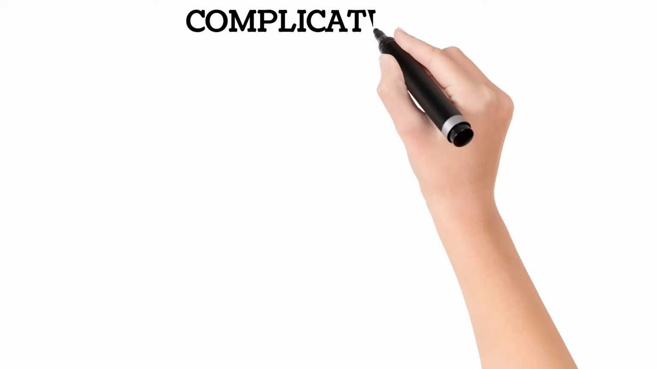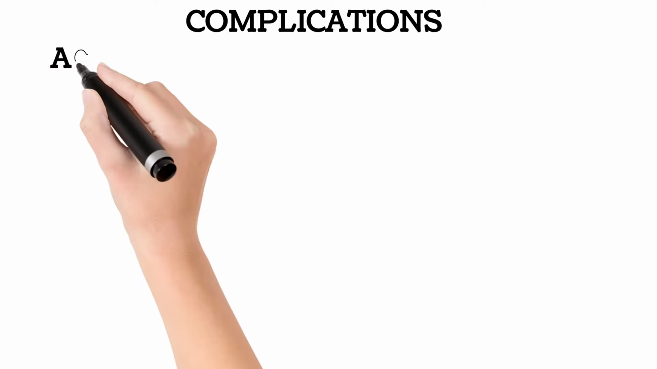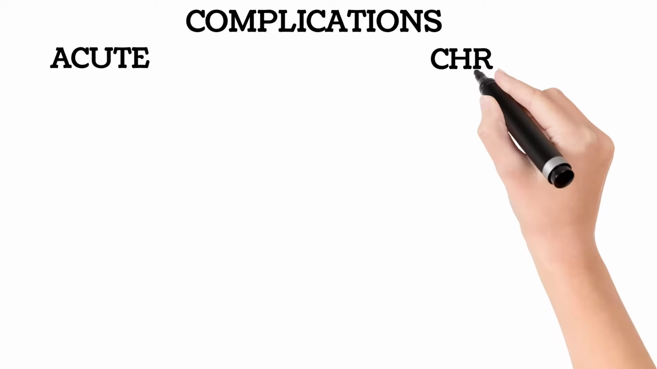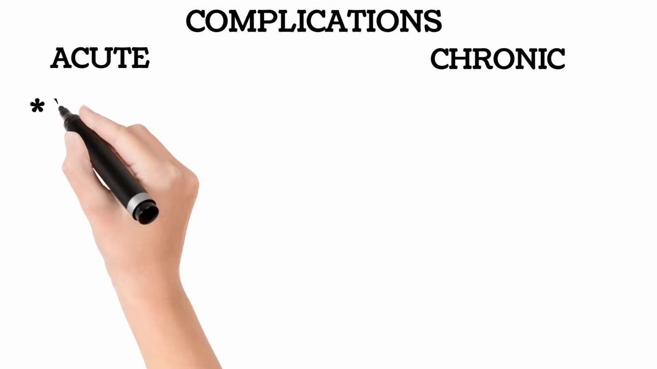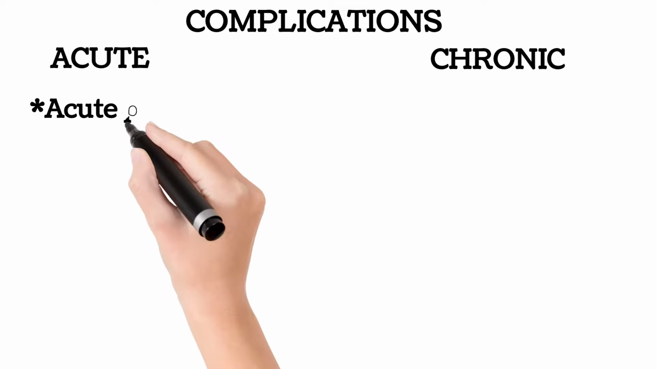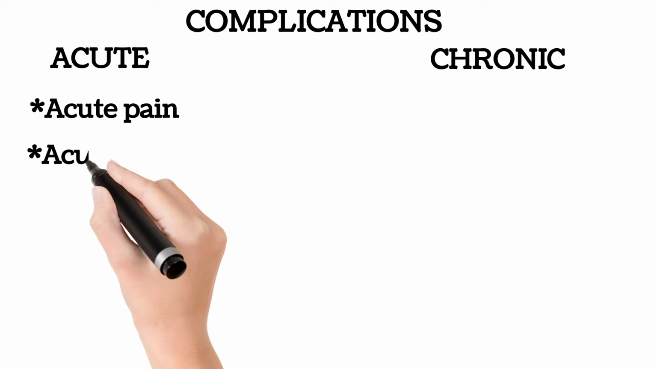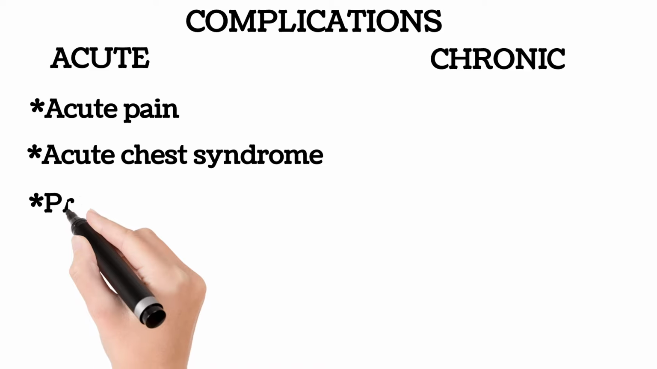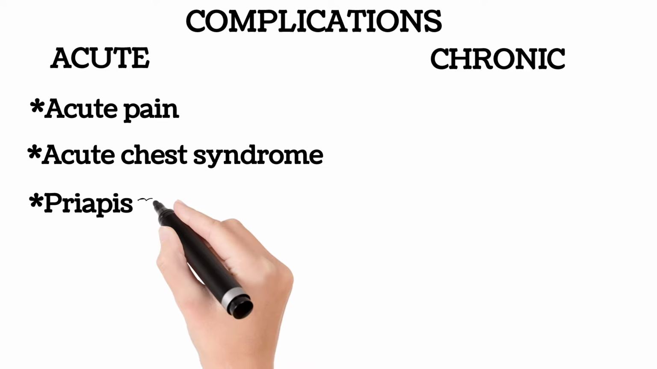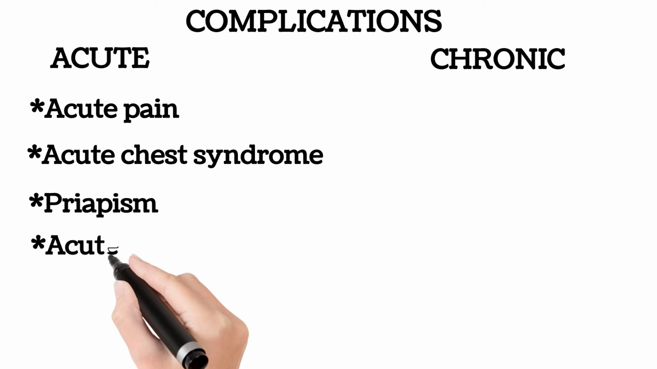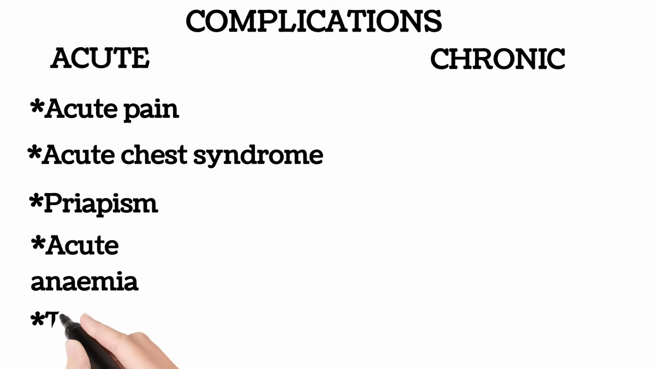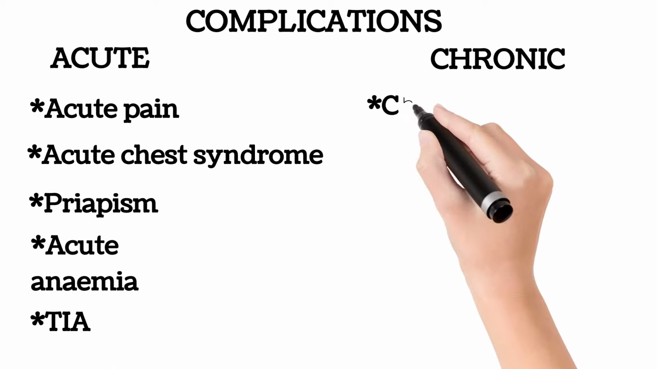Now let's take a look at the complications of sickle cell anemia. We'll group the complications into acute complications and then chronic complications. For acute complications, they can come in with acute pain, acute chest syndrome, that's difficulty in breathing, and the others as we've discussed. They can come in with priapism, sustained erection without sexual arousal. They can come in with acute anemia. And then TIA, standing for transient ischemic attack.